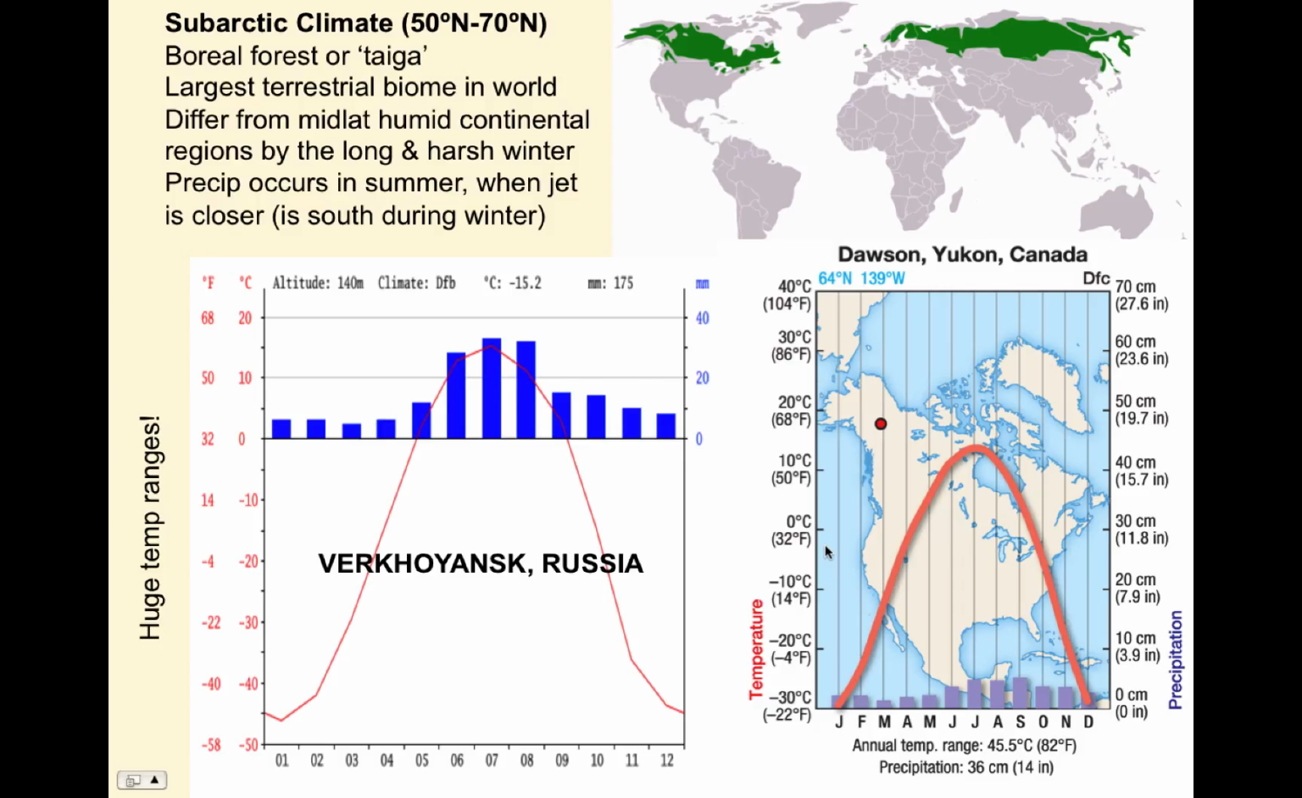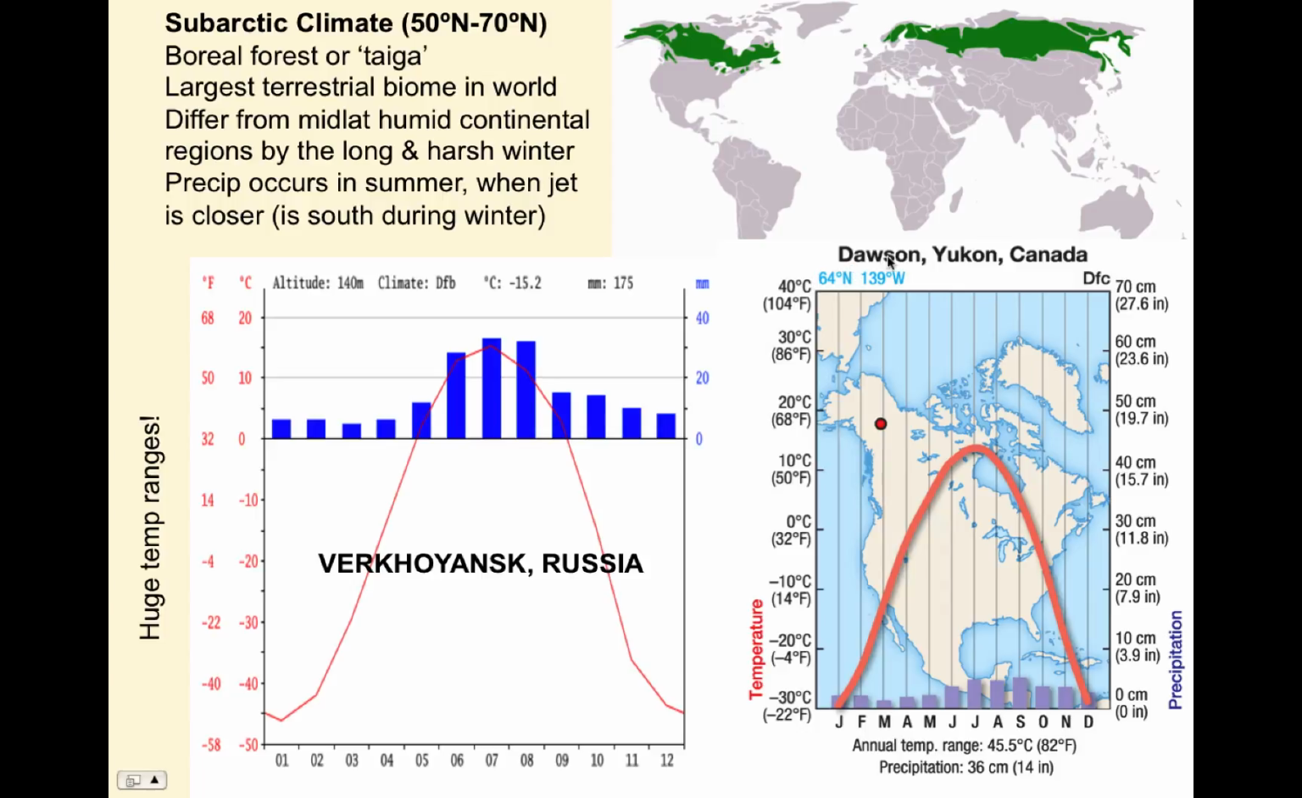First, the subarctic climate, roughly 50 degrees north to 70 degrees north. This is where the boreal forest, or the taiga, lives, and this is the largest terrestrial biome in the world, essentially a large band of evergreen trees that wrap around that area. The subarctic differs from the mid-latitude humid continental regions by having a much longer and harsher winter. Precipitation occurs here mostly in the summer because this is when the jet is closer to them. During the winter, the jet migrates over the US and it's further from them. They don't get storms at that time from the jet.